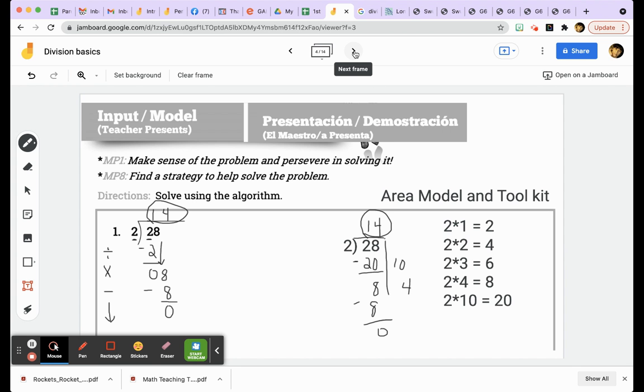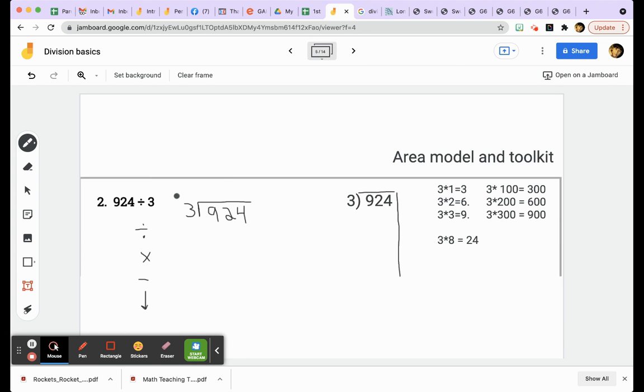So let's take a look at a second input model. And again, you are writing all of this in your math notebook. So I want you to copy down this division problem, this division problem, and your toolkit. I also want you to show the steps for division by the first problem that you write down. So pause the video here and restart the video after everyone has copied down both of these examples.